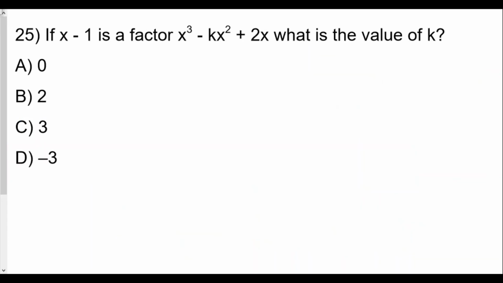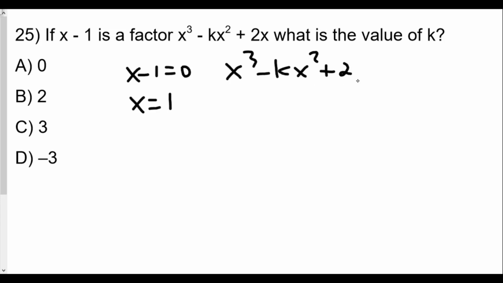Our last question. If x minus 1 is a factor of x cubed minus kx squared plus 2x, what is the value of k? So if we're told x minus 1 is a factor, then what we should know in this case is we set that equal to 0 to find out what x is equal to, which is 1. And so if x minus 1 is a factor, x equals 1 should be a root. So when we set x cubed minus kx squared plus 2x equal to 0, that means x equals 1 is a number we could plug in and be a solution.